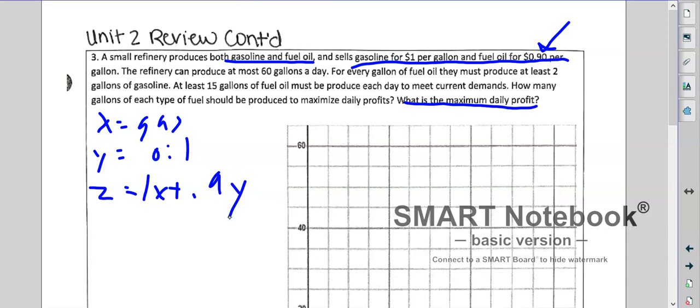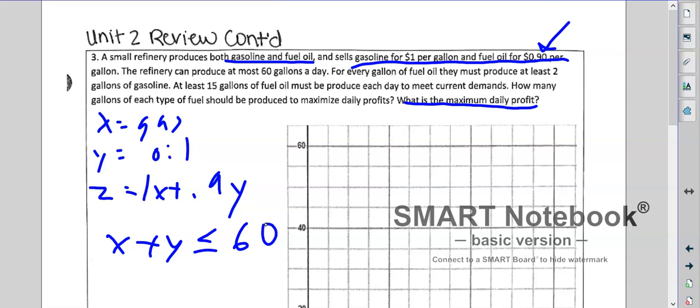It says a refinery can produce at most 60 gallons per day. So of these two combined, I can only do up to 60. For every gallon of fuel oil, they must produce at least 2 gallons of gasoline. So whatever fuel oil is, gasoline is double. So gasoline is double of fuel oil.